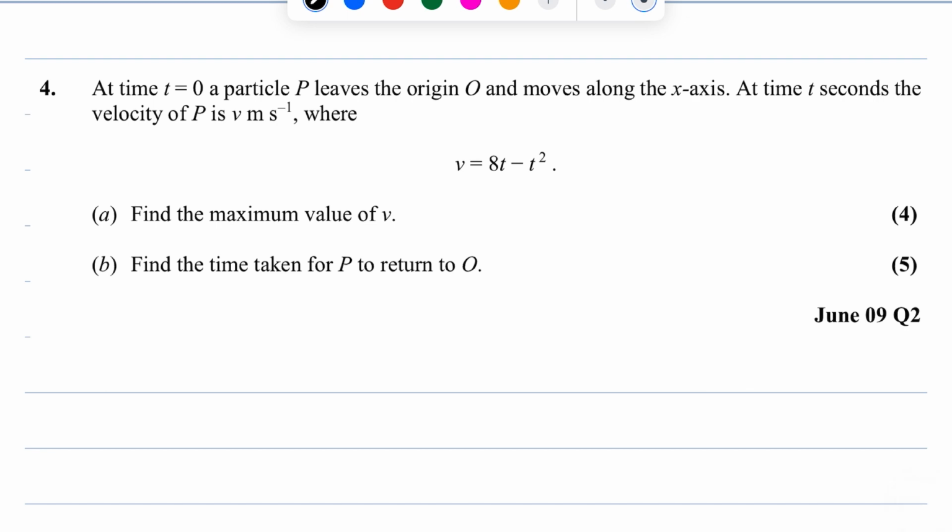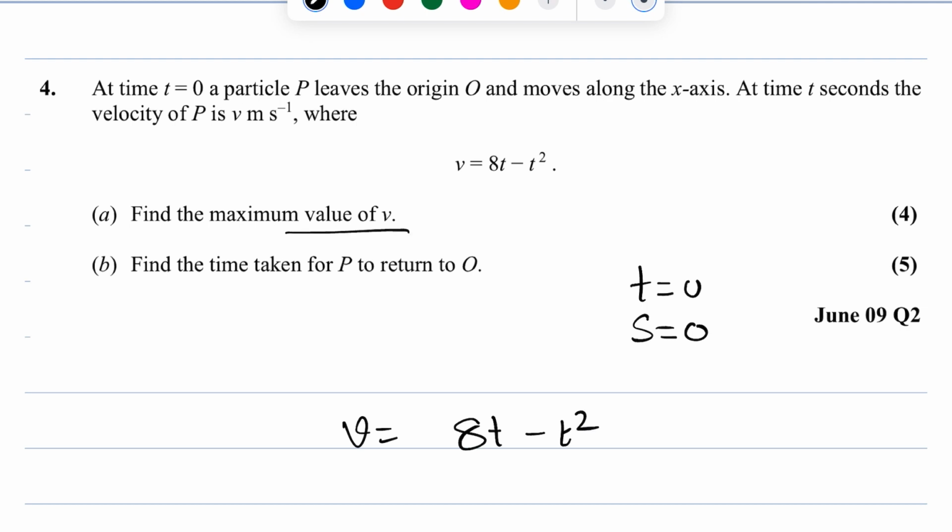Now coming to question number 4. At t equal to 0, a particle P leaves the origin and moves along the x-axis, meaning at t equals 0, s equals 0. At time t seconds, the velocity of P is given as v equals 8t minus t square. What is the maximum value of v?